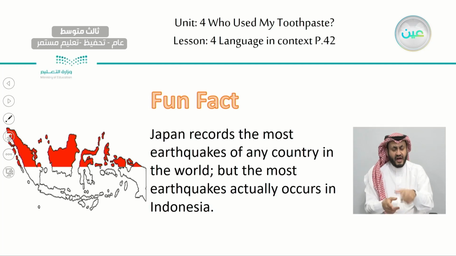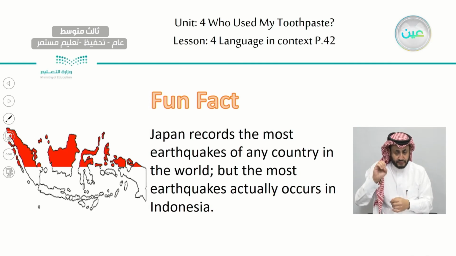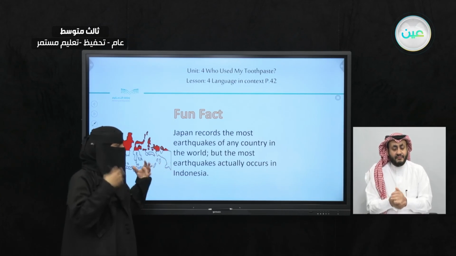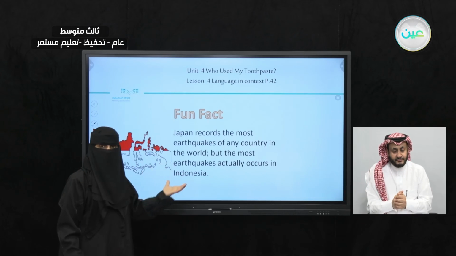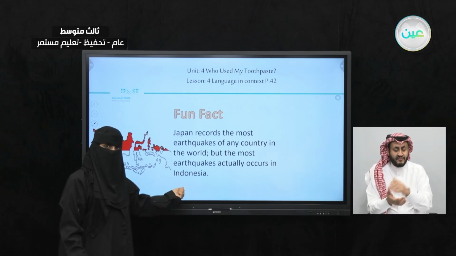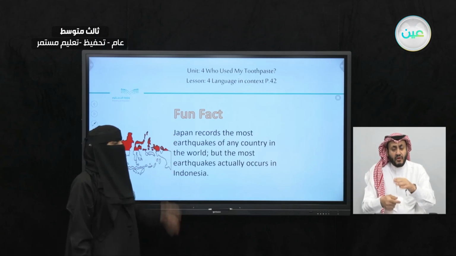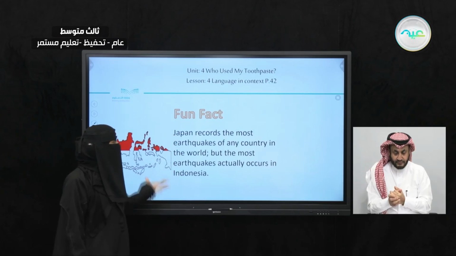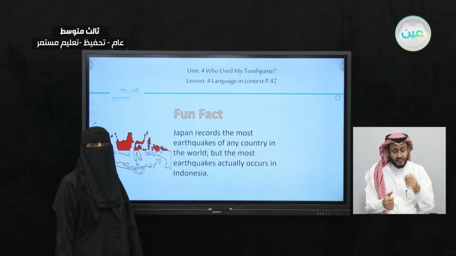And for the fun fact today, Japan records the most earthquakes of any country in the world, but the most earthquakes actually occur in Indonesia. So Japan, when they have an earthquake, they record it. But Indonesia, they don't do it, although they do have more earthquakes. Japan has a higher record of earthquakes. This is a fun fact, hopefully something new and fun to learn.